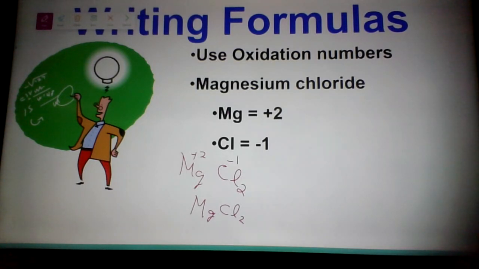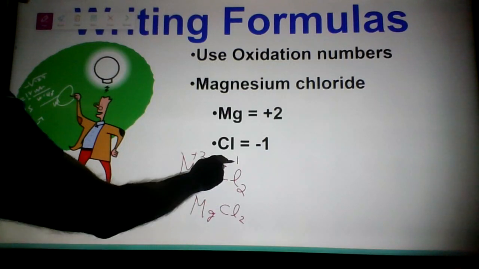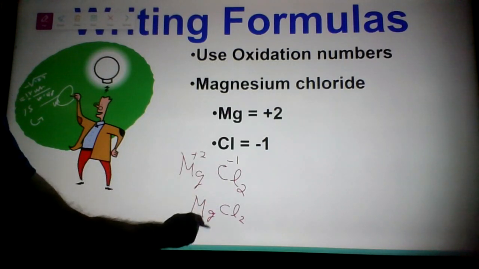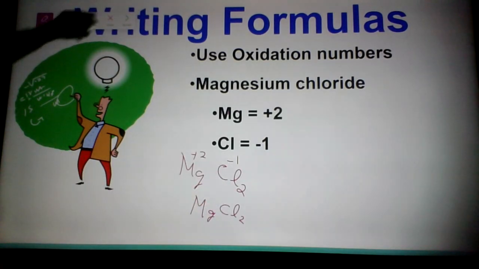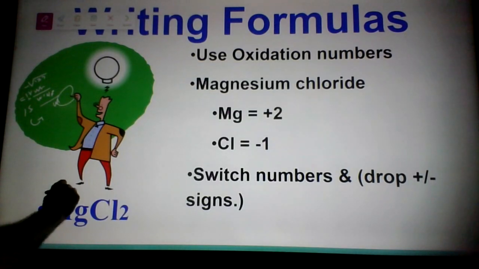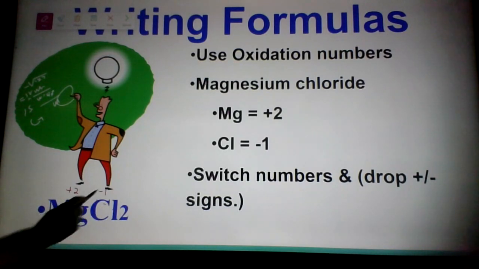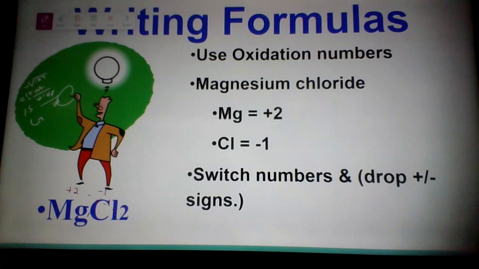Well, I've come up with this shortcut right here. You see that 2 right there? It ended up here. You see that -1 right there? That ended up here. We just don't write the 1s in the formulas. What we simply did was switch the +2 and the -1, and we dropped their plus and minus signs. So here I had the +2 above the magnesium, I had the -1 above the chlorine, and look what happened. That 2 went here and dropped the plus sign, that 1 went here and dropped the minus sign, and we don't write the 1s in the formulas.